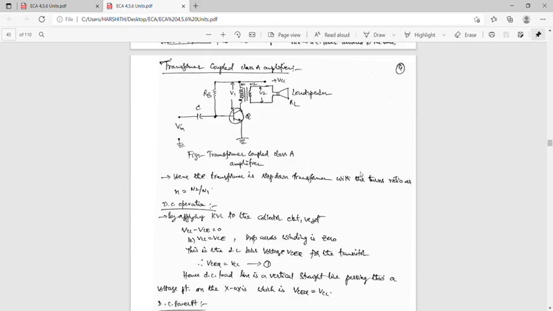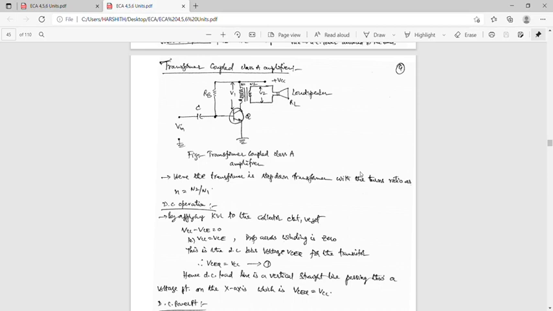Good morning to all. In the last classes we discussed the power amplifiers and the classifications of power amplifiers: Class A, Class B, Class AB and Class C amplifiers. In Class A amplifiers there are two types: directly coupled power amplifiers and transformer coupled power amplifiers. Today I would like to explain transformer coupled Class A power amplifiers.